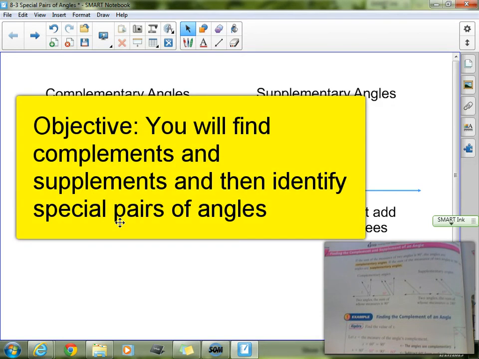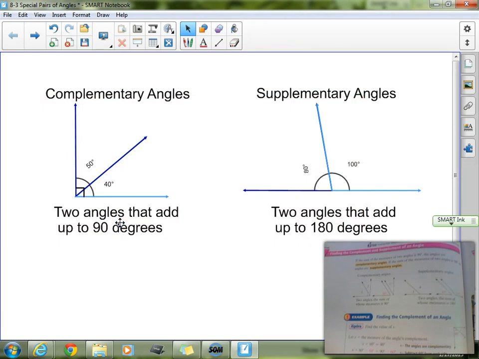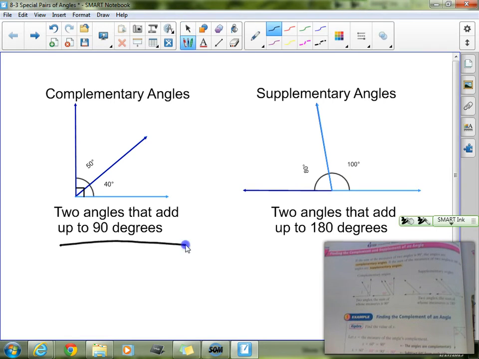Welcome to class tonight. We are going to be continuing our work with geometry by learning about special pairs of angles. Now, yesterday we learned about right angles and straight angles, and tonight specifically, we are going to be expanding upon that work. We're going to be learning two specific new terms tonight. The first term is going to be complementary.